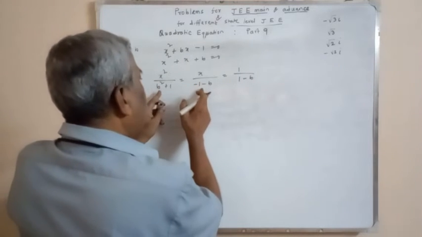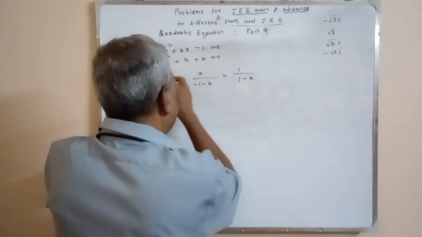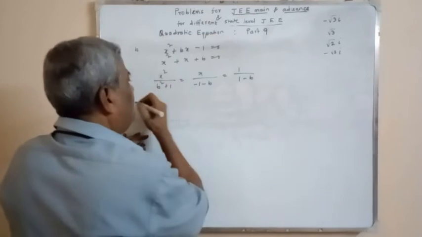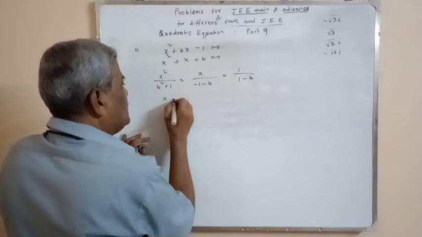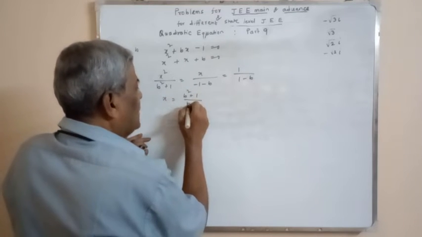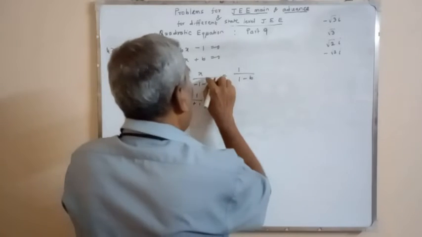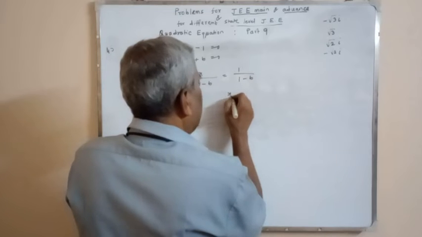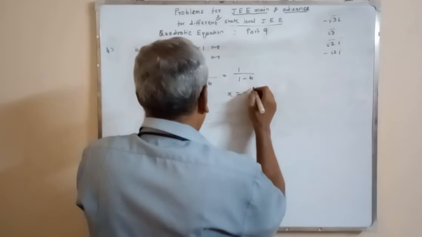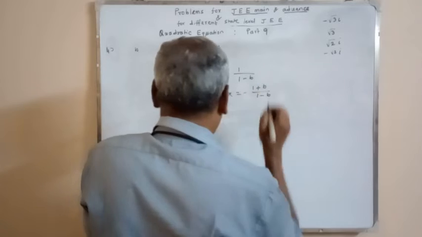So comparing these, we must get a value of x. So x square by x is equal to this by that. Comparing the first two, we have x is equal to minus of b square plus 1 by b plus 1. And comparing the last two, we must have x is equal to minus of 1 plus b by 1 minus b.